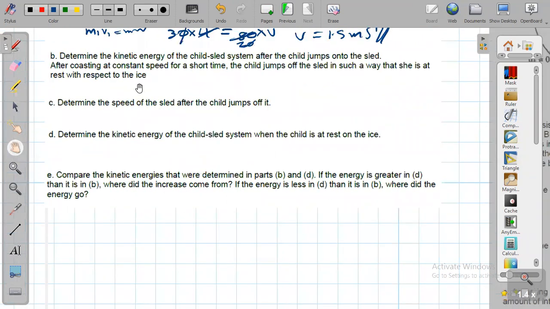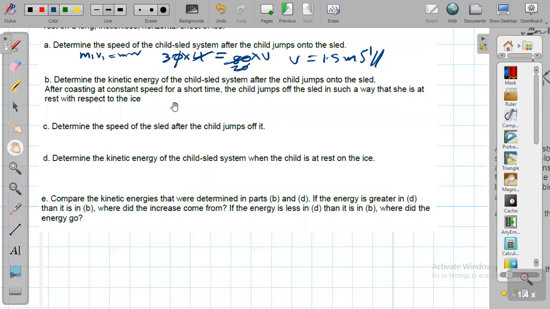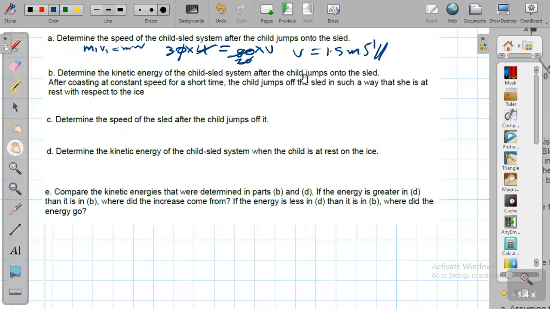Determine the kinetic energy of the child and sled system after the child jumps on the sled. After coasting at constant speed for a short time, the child jumps off the sled in such a way that the child is at rest with respect to the ice. Determine the kinetic energy of the system after the child jumps onto the sled.